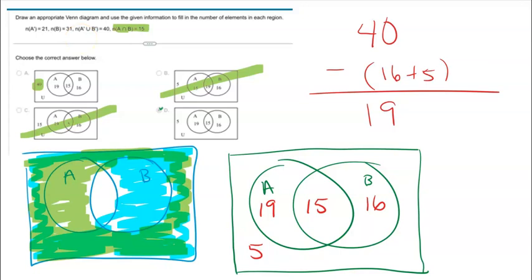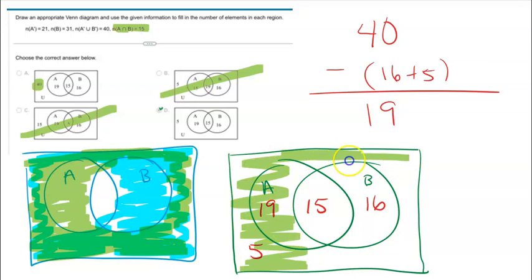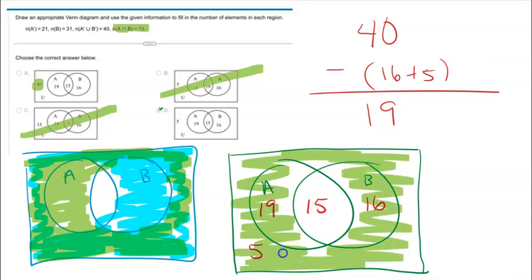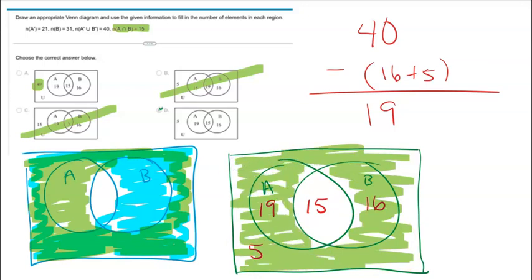So to me, the worst of this was you had to know what A complement union B complement looks like. And that's what all this shading was. Well, it turns out A complement union B complement is everything but the center. So again, 40 is everything but the center. All of this, everything but the center, has to add to 40, right? And we already had the 16 and the 5 figured out. So this is not an easy problem at all, but hopefully this video will help you understand.